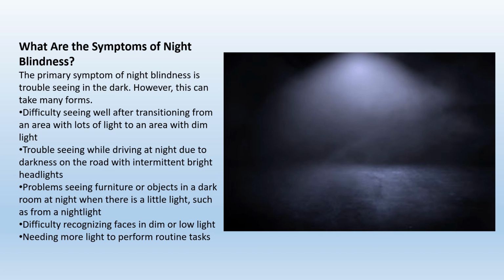It can be difficulty seeing well after transitioning from an area with lots of light to an area with dim light. It can be trouble seeing while driving at night due to darkness on the road with intermittent bright headlights, or the problem seeing furniture or objects in a dark room at night when there is little light, difficulty recognizing faces in dim or low light, and needing more light to perform routine tasks. These all could be the symptoms of night blindness.